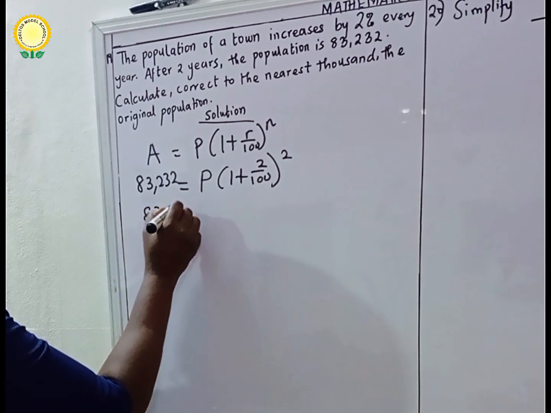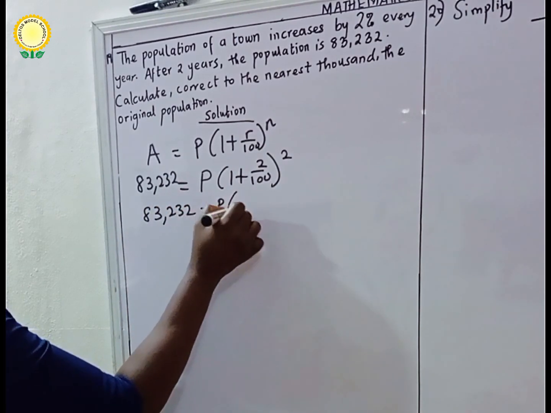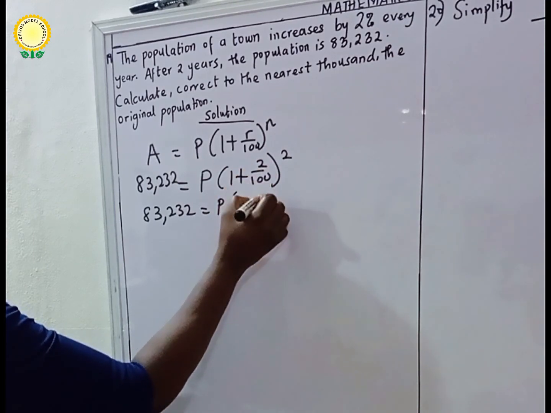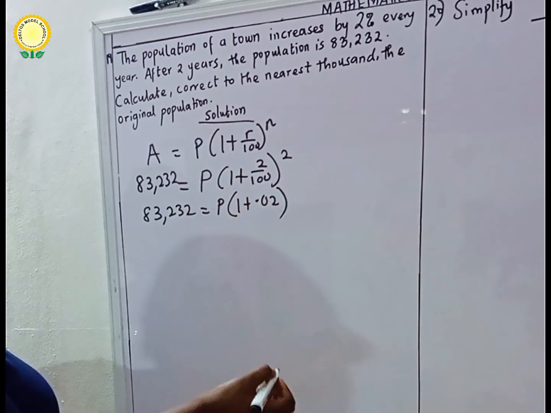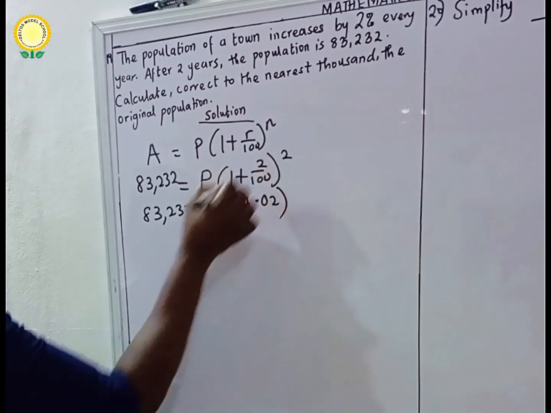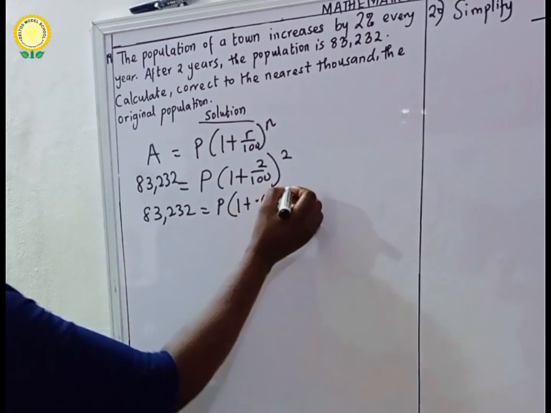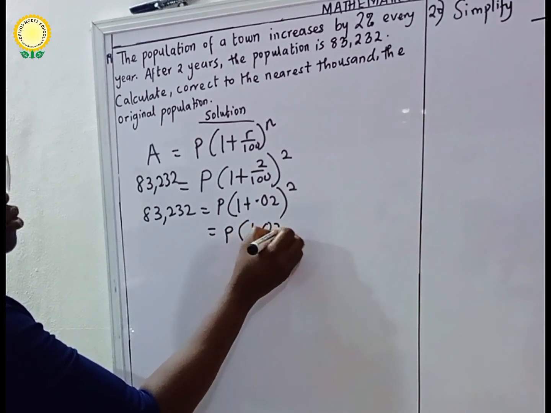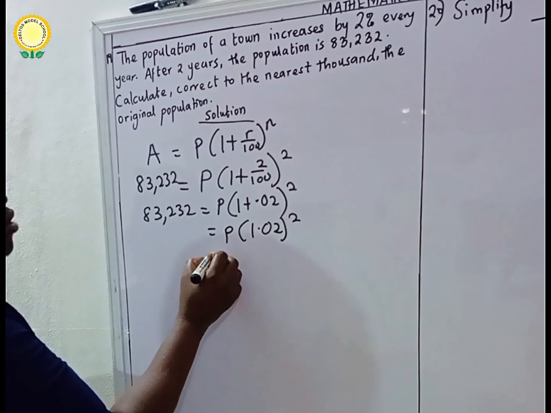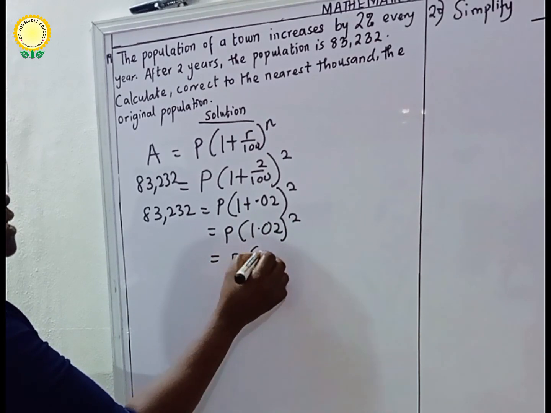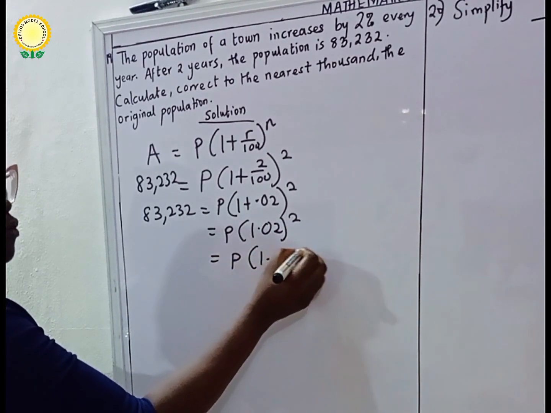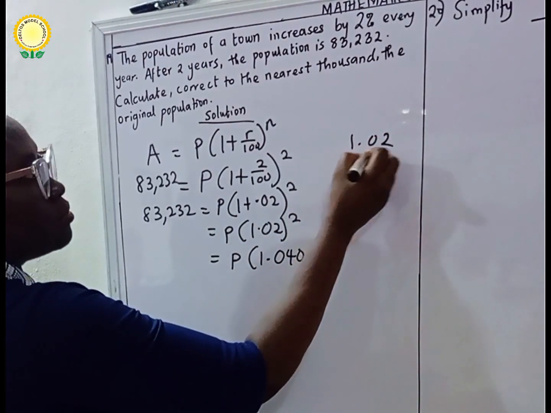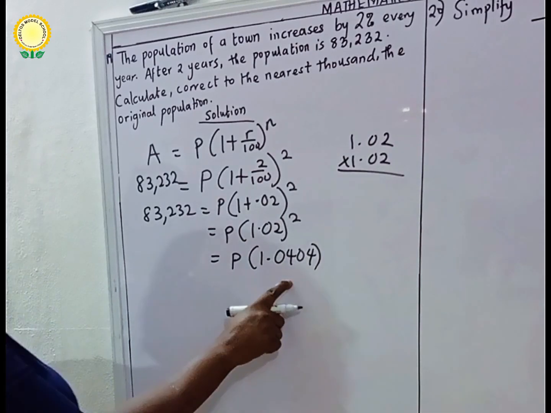So we have 83,232 equals P into bracket. What is this? This is 0.02. I hope you know I got that. I converted 2 over 100 to decimal. So when we convert that, we have P into 1.02 squared. If we find the square of that, it's going to give us 1.0404. That is the square of 1.02. Okay, that will give us this.